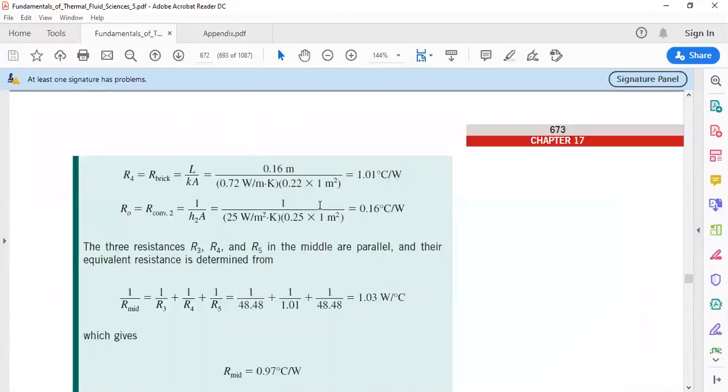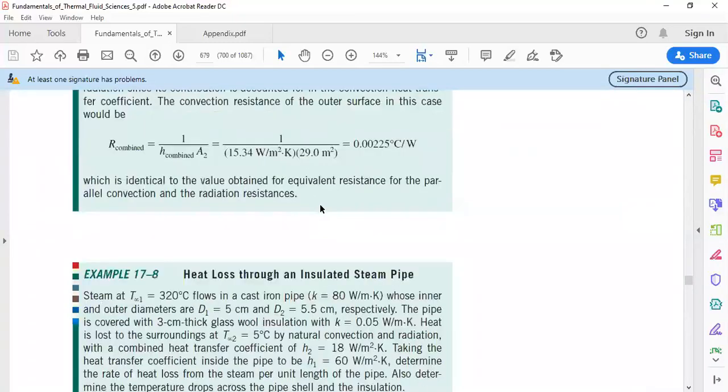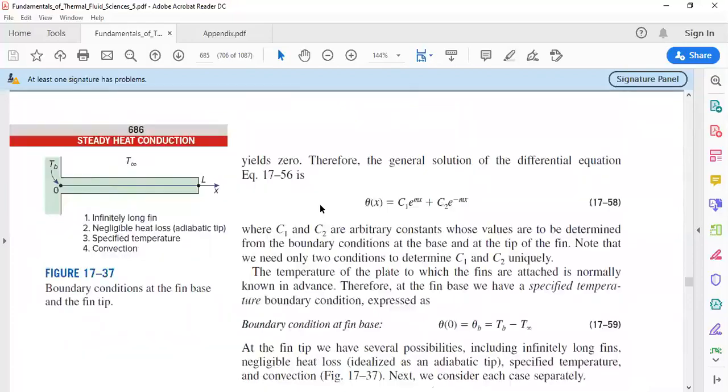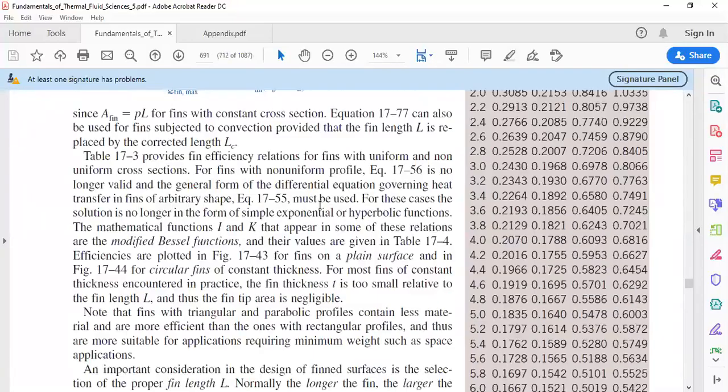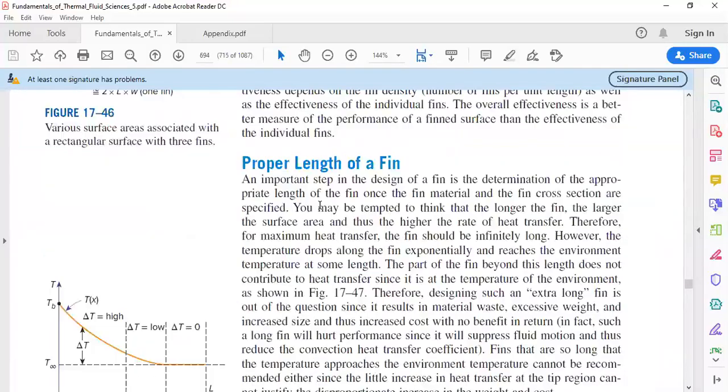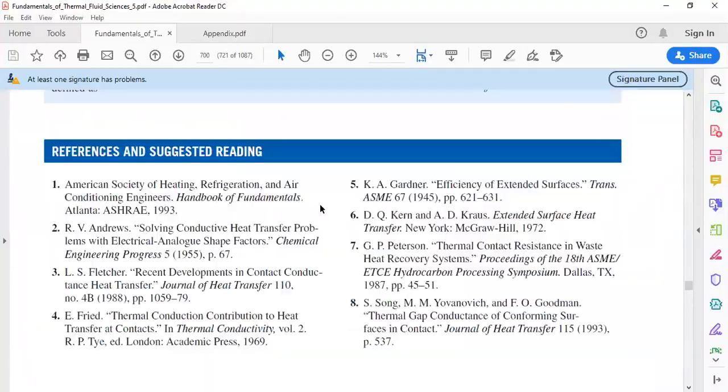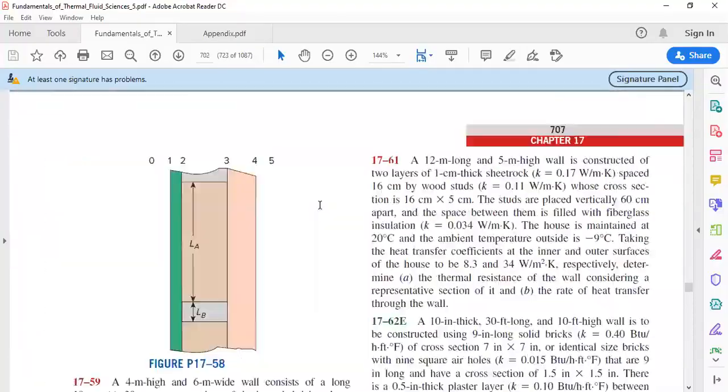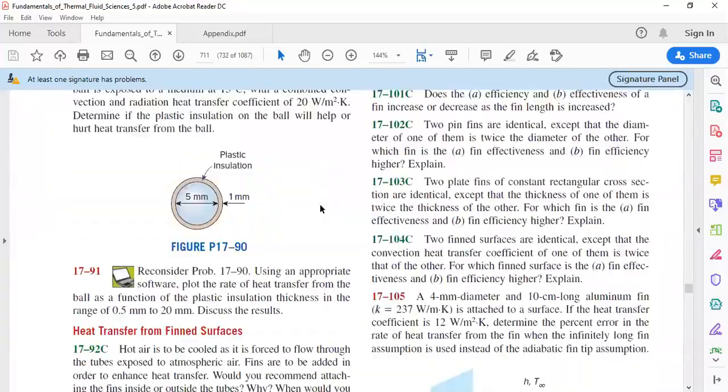Now we will move to chapter 18, look at section 18.2 that we covered, and check an example from that section.